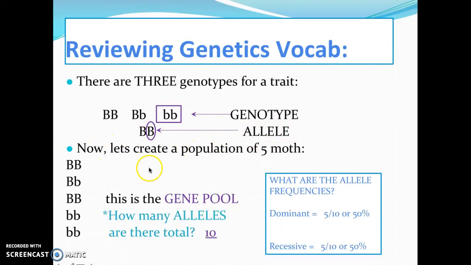And if you want to have five pepper moths, for example, you need to understand that this right here will be your gene pool. The allele frequency for the dominant allele will be however many dominant alleles you have. So 1, 2, 3, 4, 5 dominant alleles versus 1, 2, 3, 4, 5 recessive alleles. So dominant will be 50% allele frequency and recessive will be 50% allele frequency.